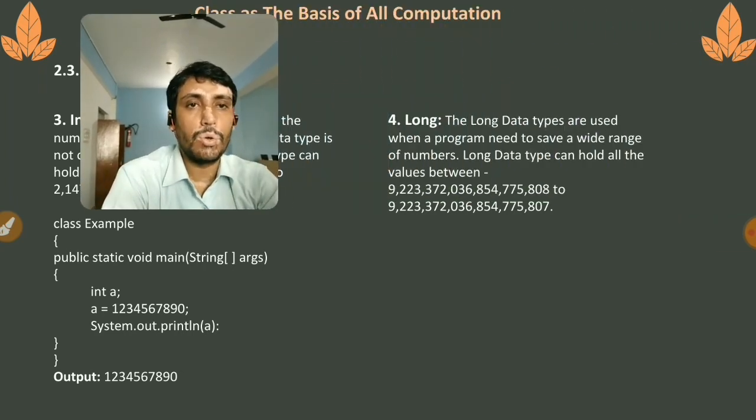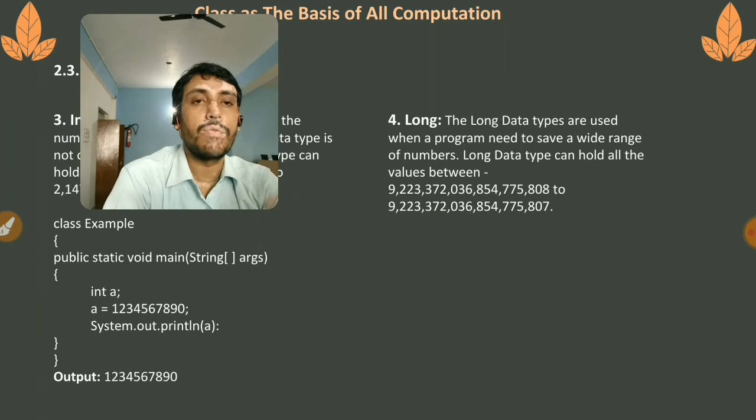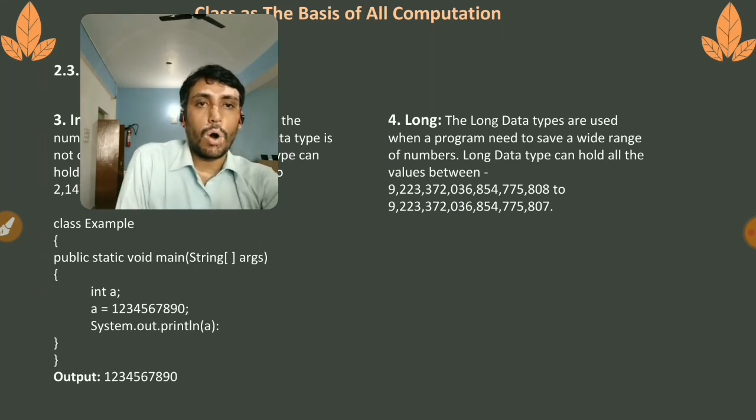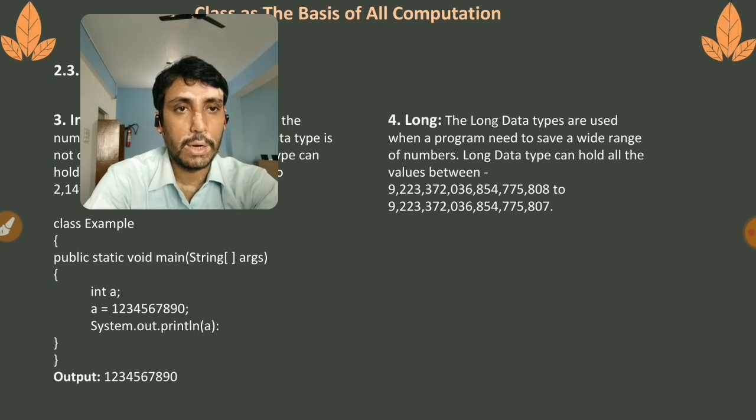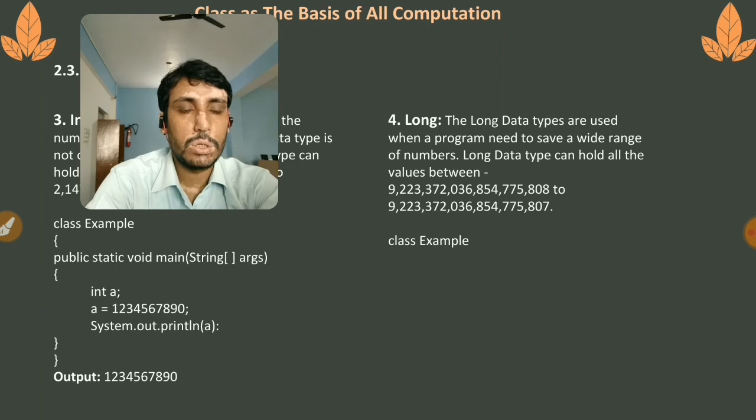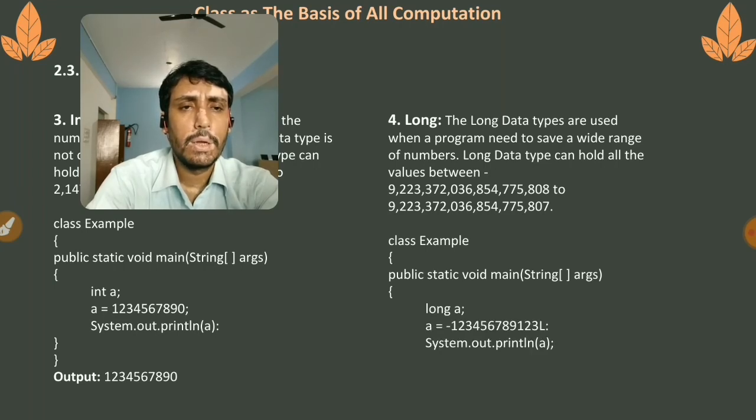So long data types are used when a program needs to save a wide range of numbers. Long data type can hold all the values from minus 9,223,372,036,854,775,808 to plus 9,223,372,036,854,775,807, just reduce 1 at last. So this much. For example, again same public static void main, a variable long A, a value is given and we are displaying it, and we will get the output.